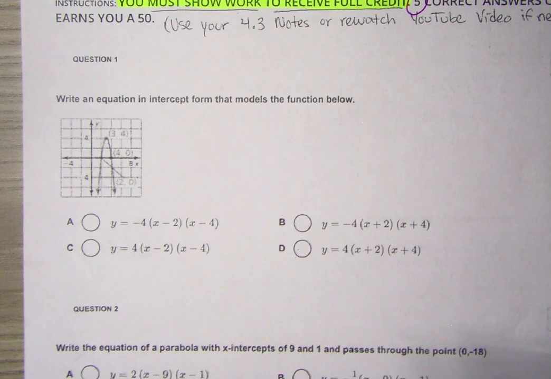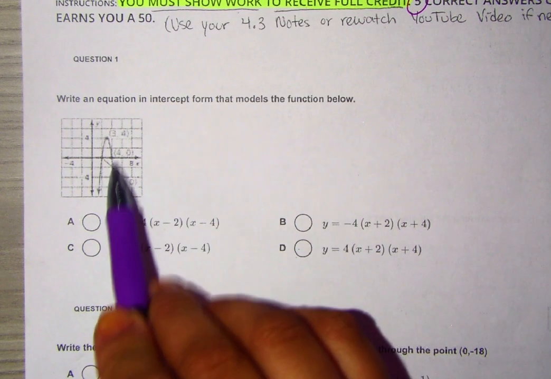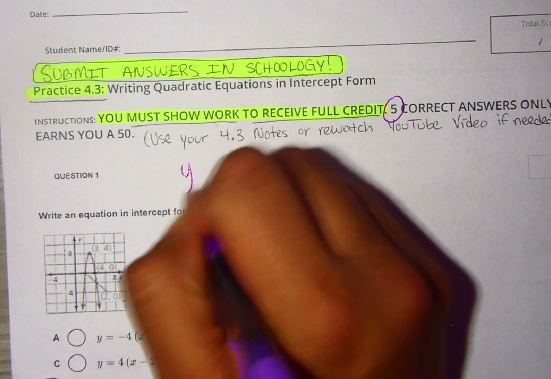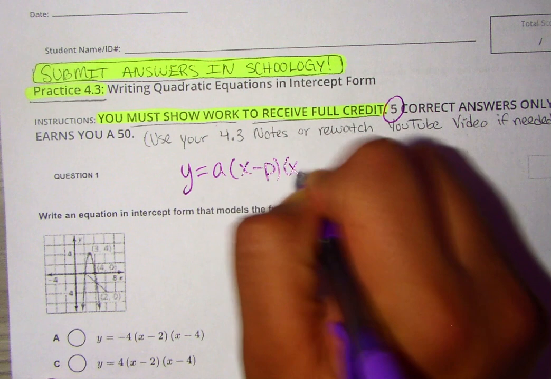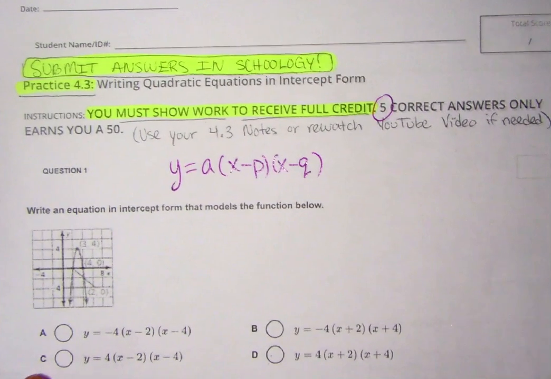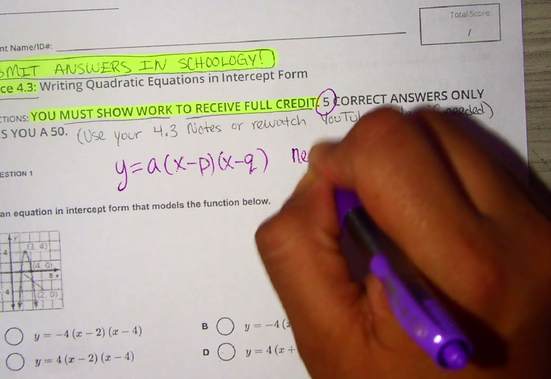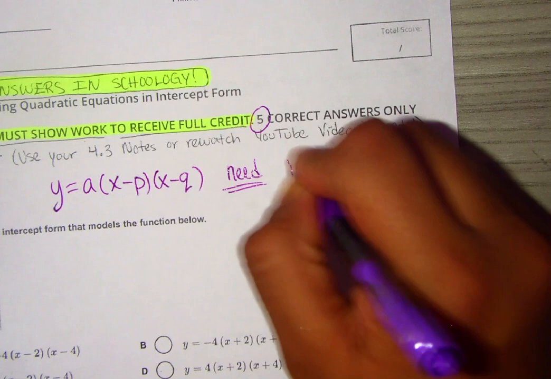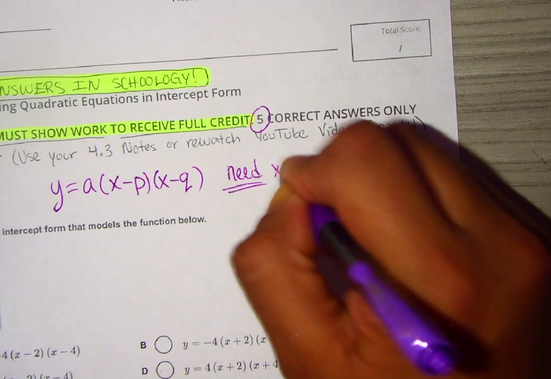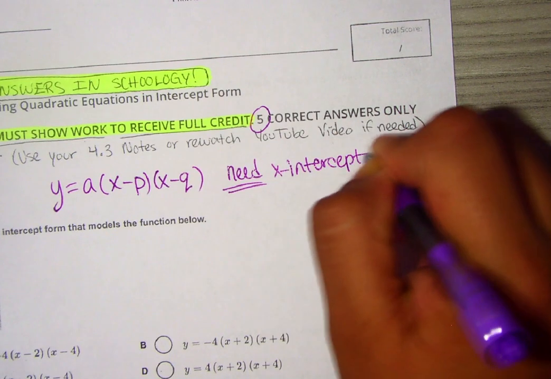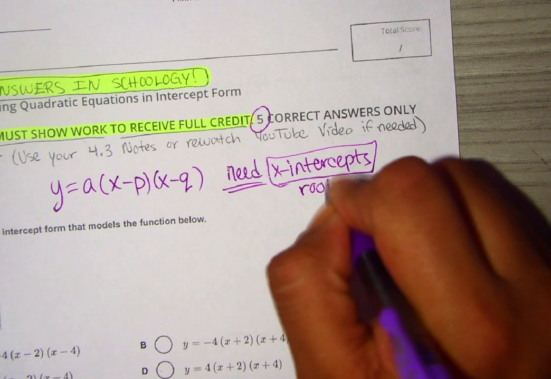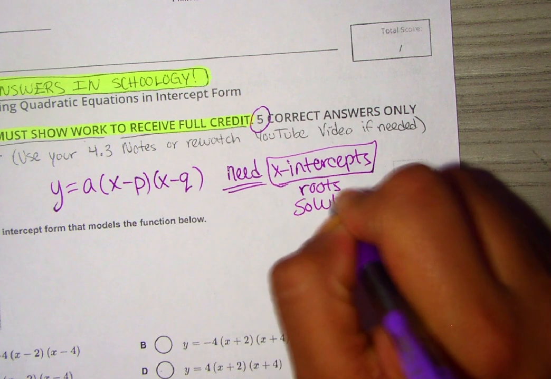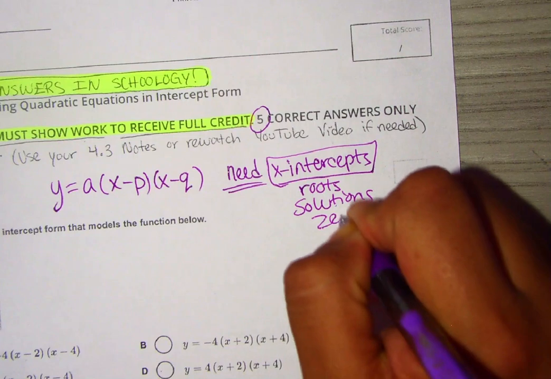using the intercepts to write the intercept form. Just to remind you, the template for that is y equals a(x minus p)(x minus q), and you need the intercepts, the x-intercepts. And just so you know, the x-intercepts are also known as roots, solutions, and zeros.